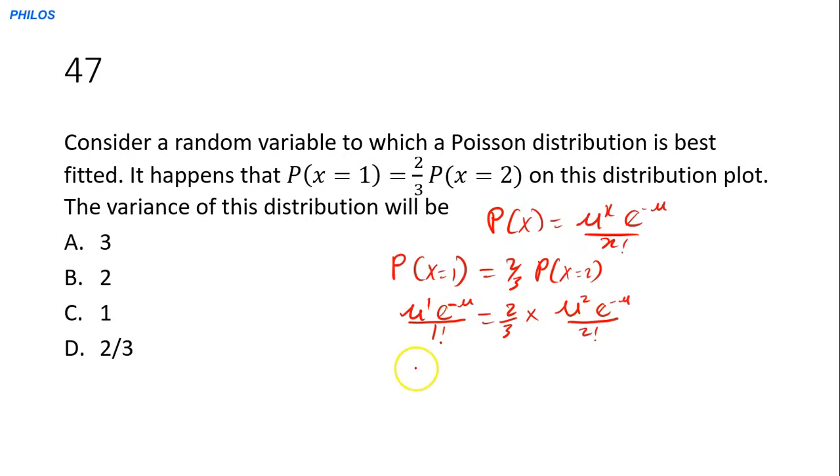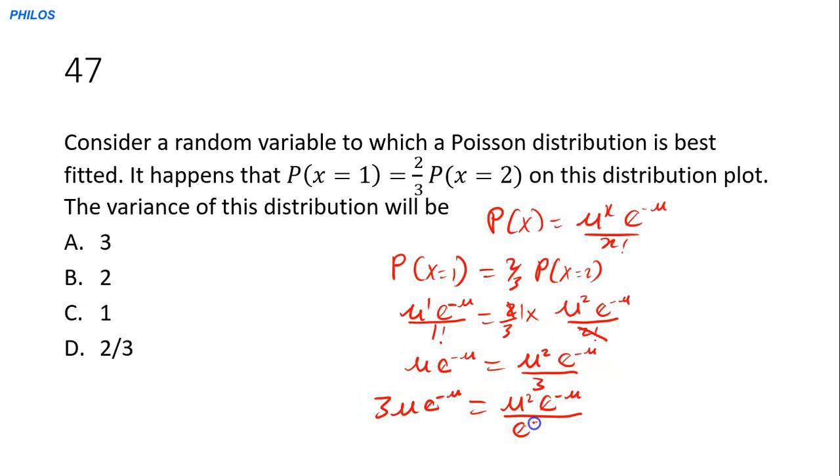So this will give us mu e exponent negative mu, because this is 1, is equal to, now 2 factorial will give us 2, so this 2 can cancel this 2. So we have mu exponent 2 e exponent negative mu all over 3. If you multiply both sides by 3, we have 3 mu e exponent negative mu is equal to mu exponent 2 e exponent negative mu. So you can divide both sides by e exponent negative mu.